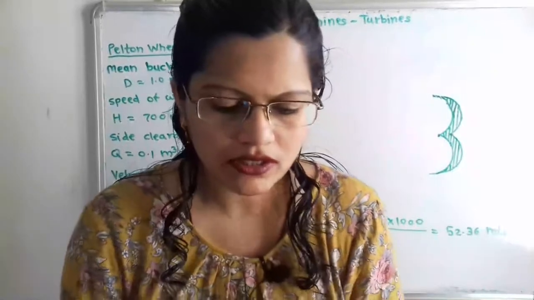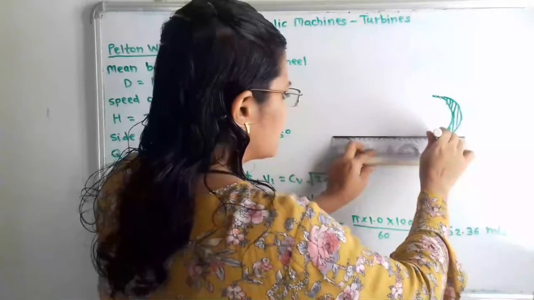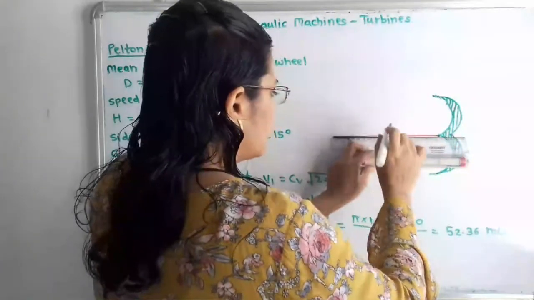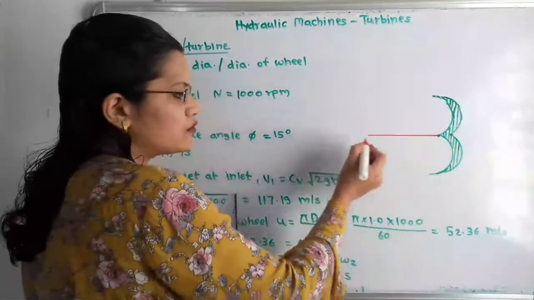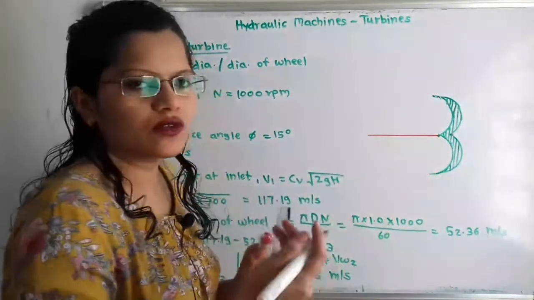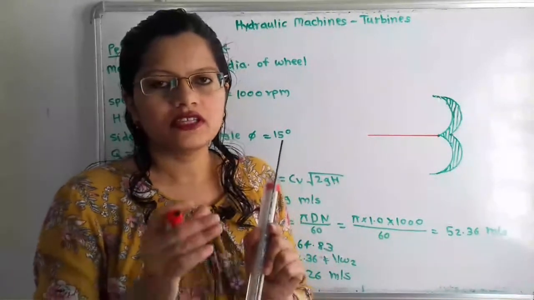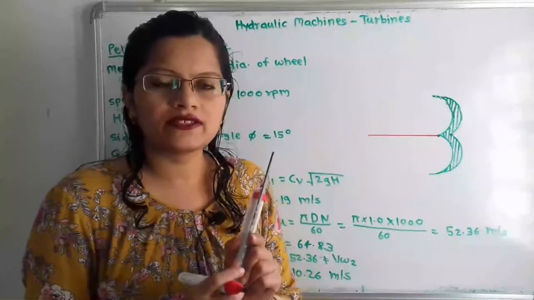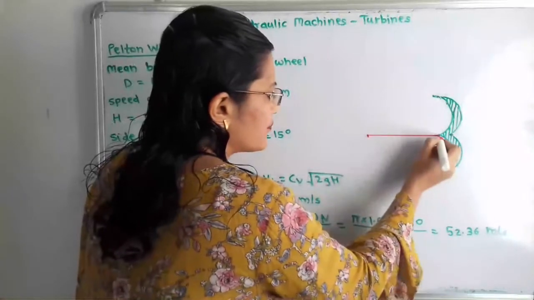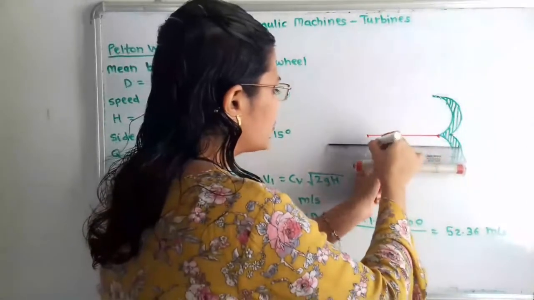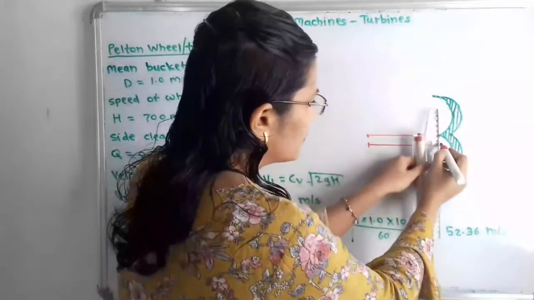So I will draw here one horizontal line. So at the inlet the direction of this jet is horizontal, so we have to show here horizontal line. So if we observe this diagram given, then with the help of yellow color the direction of jet at inlet and as well as at the outlet tip is also shown. Now this velocity V1 is also called as, that is the velocity VW1.